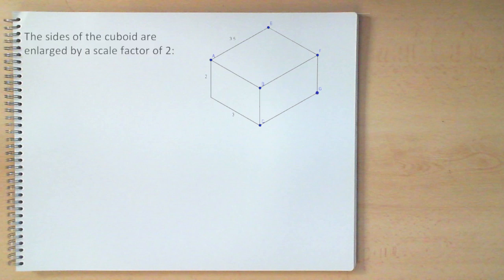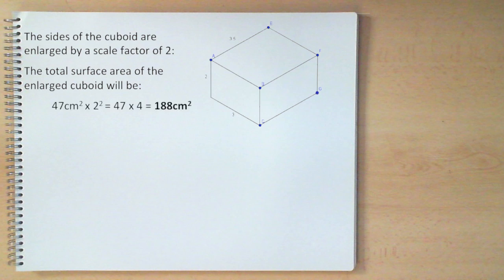Okay, what happens now if the sides are enlarged by a scale factor of 2? If we're given another cuboid where the sides are 2 times as big as this? Well, the surface area scale factor is the linear scale factor squared. So that's 2 squared, or 4. So the surface area of the enlarged cuboid will be 47, which is the original surface area, times 4, which is the surface area scale factor, and that gives us a total of 188 centimetres squared.